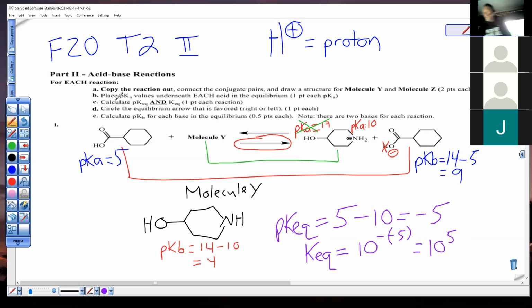And I think we did all the parts. pKa values under each acid. Check, check. pKeq, did it here. Equilibrium arrow that is favored. This reaction favors the right side over the left side by a factor of 100,000. We have 100,000 more product molecules than reactant molecules. That's what that number says. And you said with an arrow, a circled arrow, the same thing. And then pKb we did for each base.